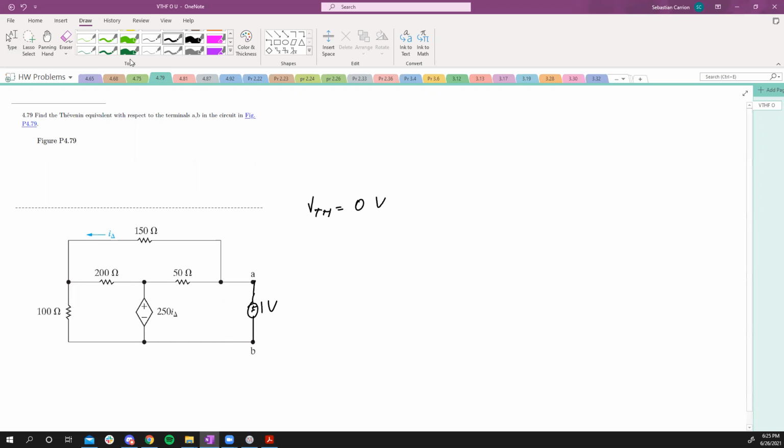So then I'm gonna go ahead and draw the loops. I'm gonna call this I delta. I'm gonna call this loop I1, and then say this loop is I2.